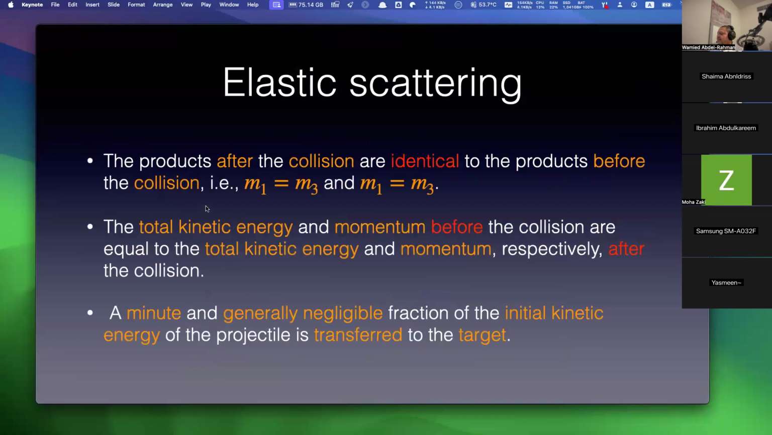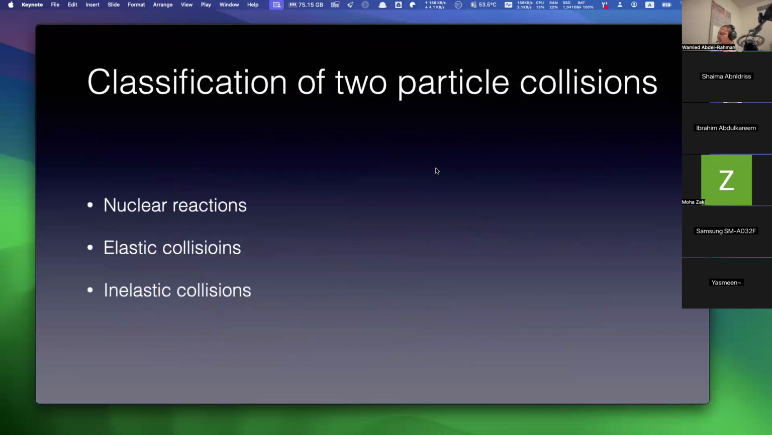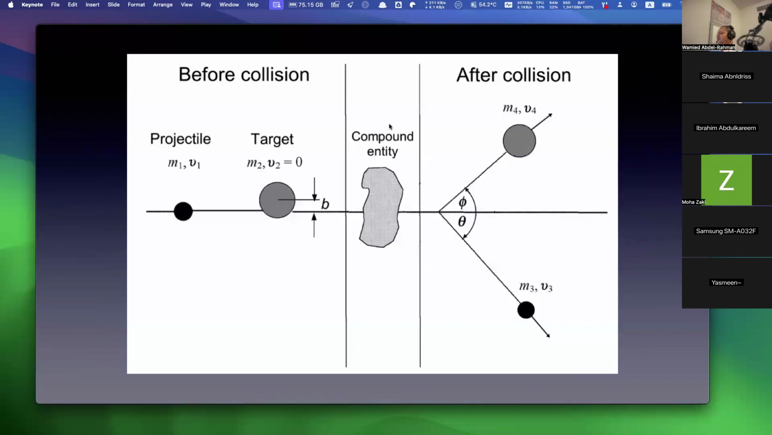Elastic scattering: the products after the collision are identical to the products before the collision. In nuclear reactions, the products after the collision might be different from the products before the collision. But when we're talking about elastic scattering, the products after the collision are the same as the products before the collision. So if we go back to our diagram here, if this is representing an elastic scattering interaction, then M4 should equal M2, for example, and M3 should equal M1.